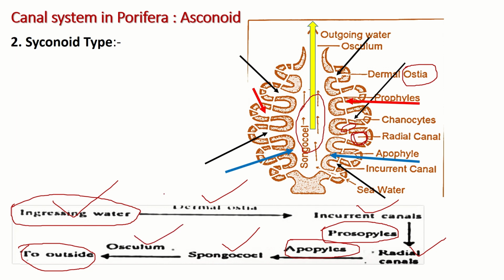So this is the course of water in the sycon type of canal system. Ingressing water, dermal ostia, incurrent canal, then with the help of prosopyles into the radial canal, then to the spongocoel by the help of apopyles, and from the spongocoel to the outside by the osculum.